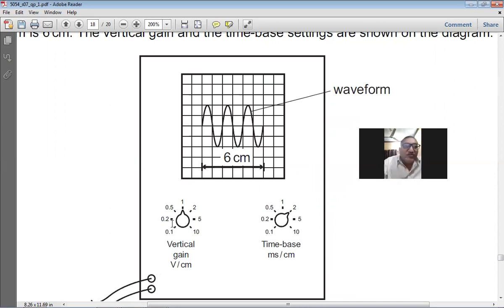And you know, this vertical gain means the scale on the y-axis. This is a graph, and this time-base actually tells you the scale which is used on the x-axis, on the horizontal axis. So horizontally, there are 2 squares, and this is set on 2 milliseconds. So the time period is 2 squares multiplied by 2 milliseconds, because each square represents 2 milliseconds. I know this from the time-base knob.